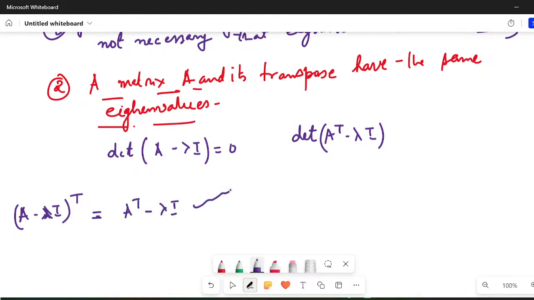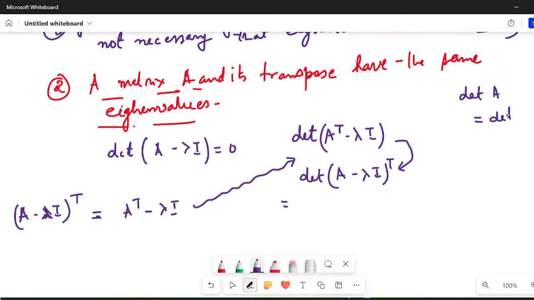So if I replace this here, I can write the determinant of A minus lambda I whole transpose. Whether I write this or this, it is one and the same thing. And always remember, whether you want to find the determinant of A or the determinant of A transpose, that is one and the same thing. So this is equivalent to finding the determinant of A minus lambda I only. So what does it mean? It means that whether you want to find the eigenvalues of A or its transpose, they are going to be the same.